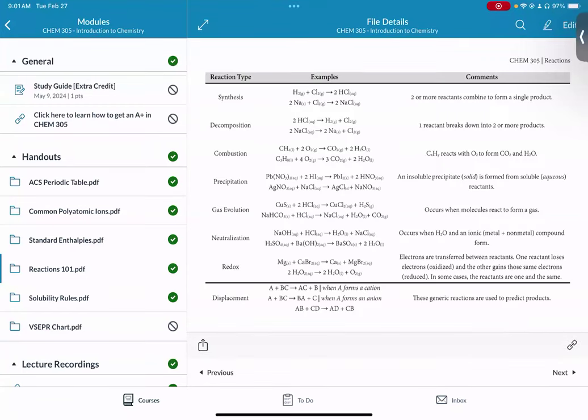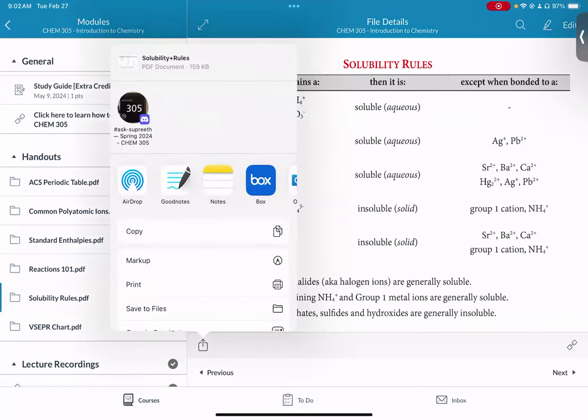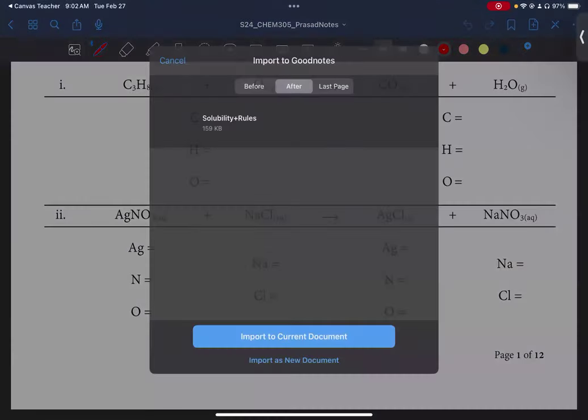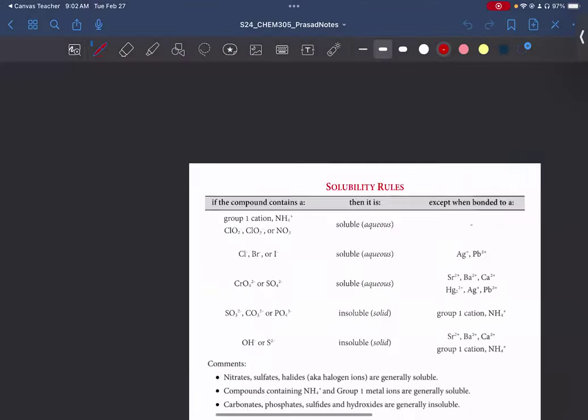Reactions 101 and solubility rules. These are the two that I would like you to have access to and quickly refer to. All right. I'm going to add this to the document so that we can quickly refer to it. All right.